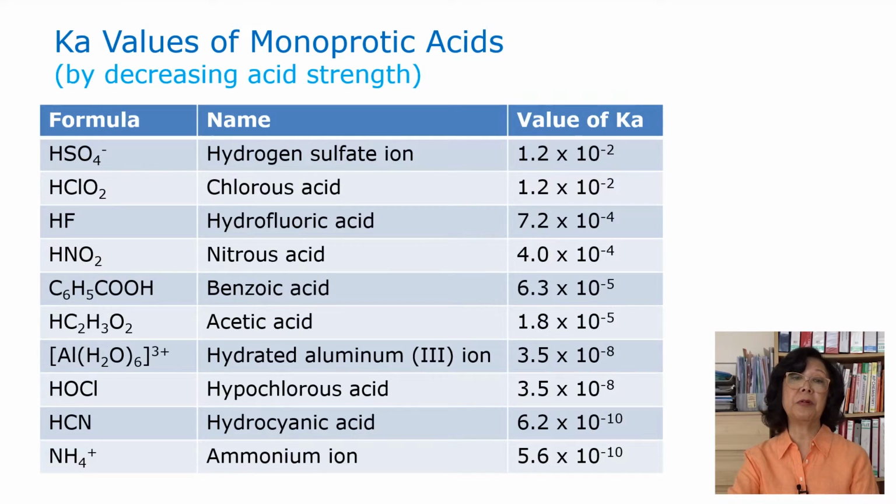Now here's a table documenting the Ka values of various monoprotic acids, starting with hydrogen sulfate ion, then going down to hydrofluoric, nitrous, acetic acid, all the way down to ammonium ion. You can notice that the Ka value is in decreasing order. And we said earlier that the smaller the Ka, the weaker the acid. Therefore, this is organized by decreasing acid strength.